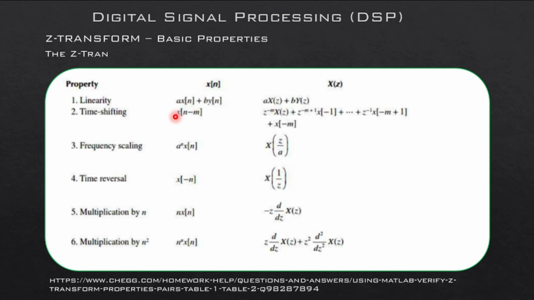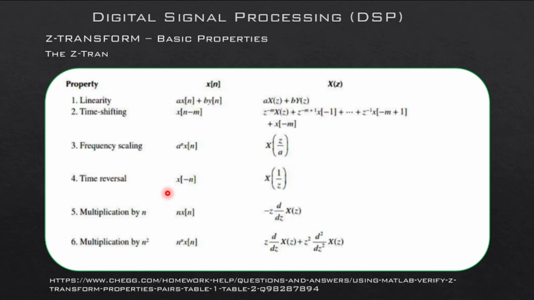You have linearity, meaning that a x[n] plus b y[n] leads us to a X(z) plus b Y(z). So it's linear, the sum of the transforms, so to speak. Time shifting: when the time is shifted for x[n], that will also affect X(z), which is the Z transform of x[n]. Frequency scaling: x[n] gives us X(z over a). That's the frequency scaling, so we need to understand these operations.